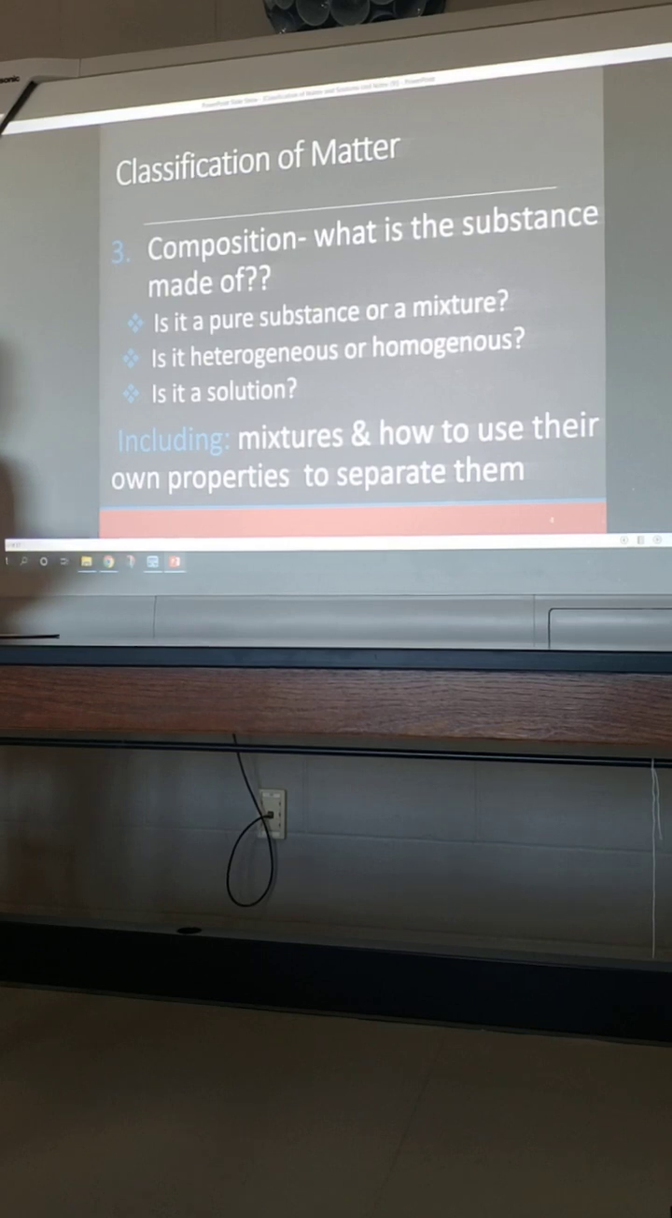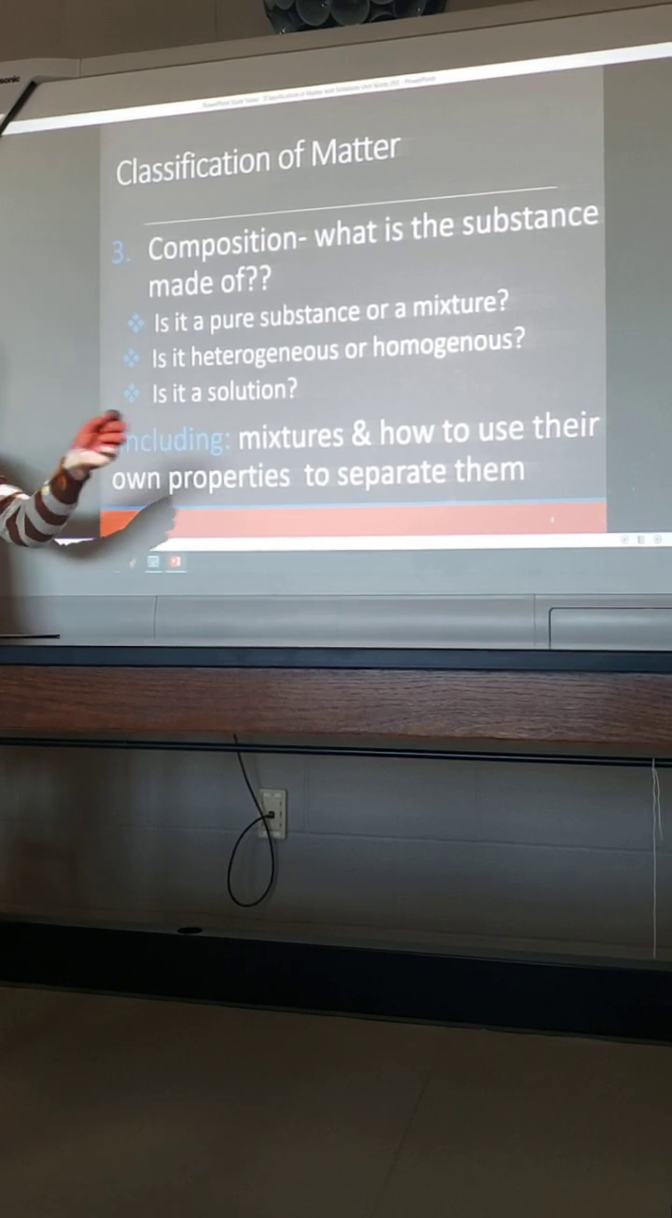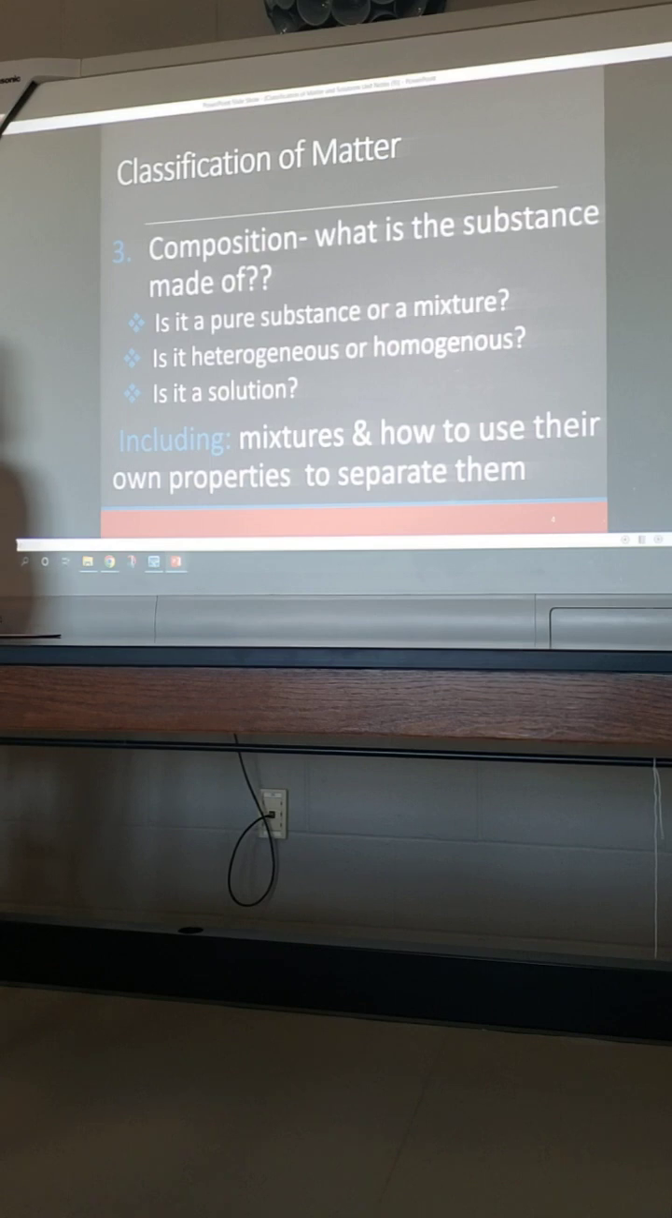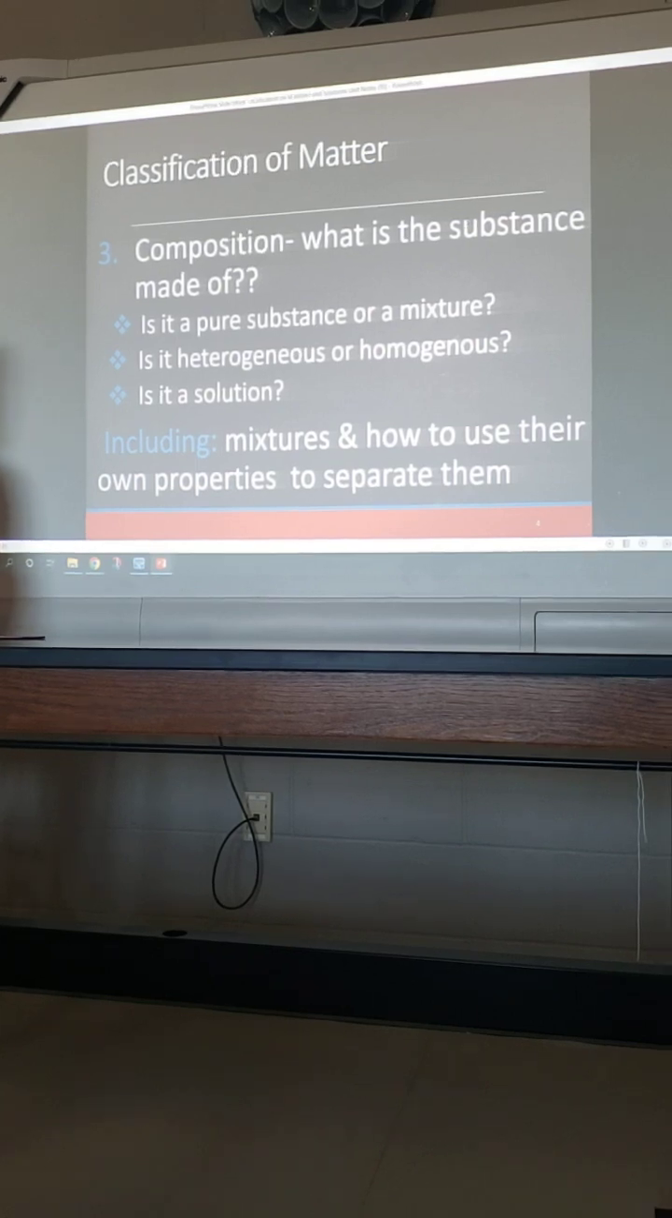You're going to get a container that has a mixture of different items. You're going to have to get them separated out. You can't just reach in and be like, oh, I see that marble, I see that, and grab it. You're going to have to use different properties and explain to me how you got that mixture separated into its individual pure substance categories, right? So we'll get a lot of practice with this.